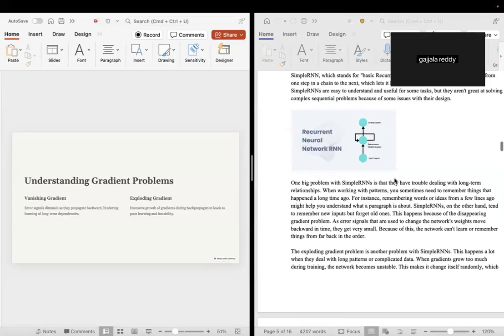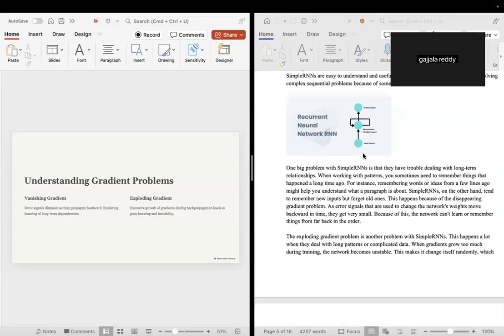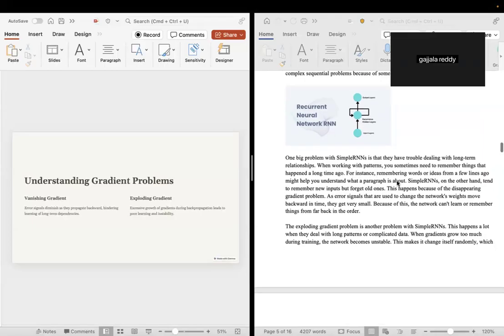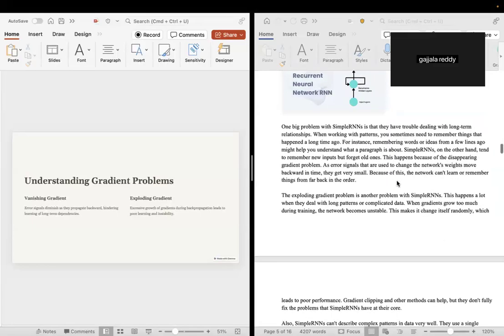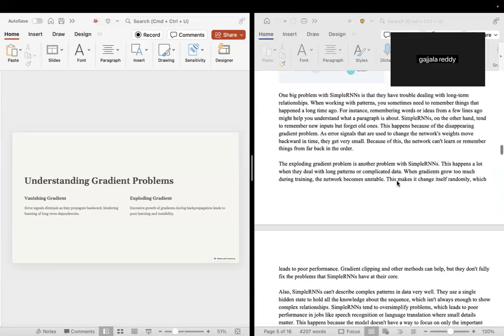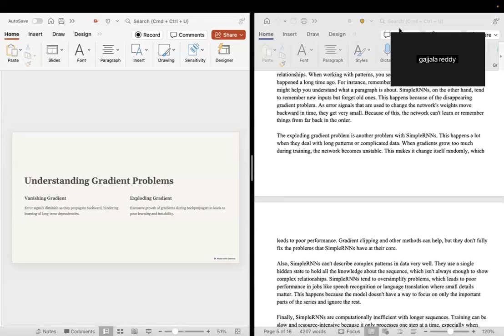Recurrent neural networks, RNN. Here is the design. One big problem with simple RNNs is that they have trouble dealing with long-term relationships when working with patterns. You sometimes need to remember things that happened a long time ago. The exploding gradient problem is another problem with simple RNN.